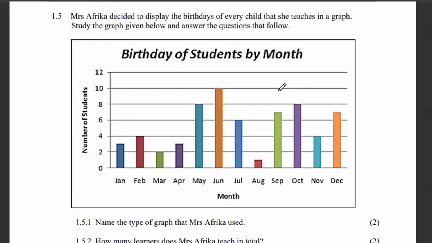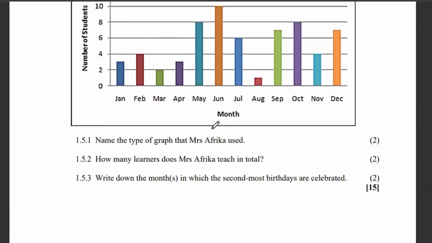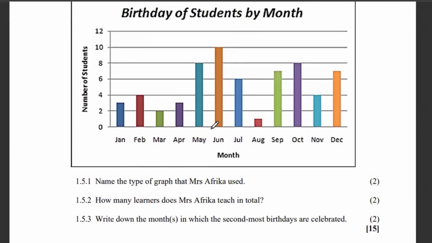Mrs. Africa decided to display the birthdays of every child that she teaches in her graph. Study the graph below and answer the questions as follows. First and foremost, they're asking us what type of graph is this? The type of graph, we say it's a vertical bar graph.